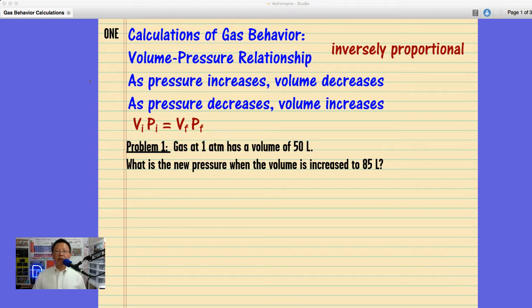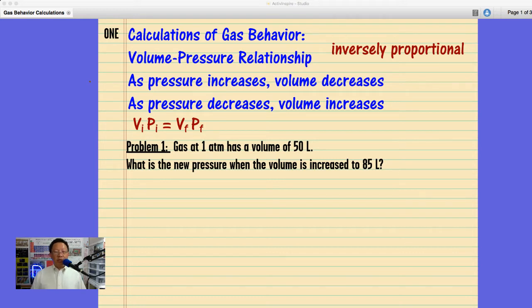That's why this is inversely proportional; we can think of it as reversely proportional. And remember, this is the equation that will allow us to do simple calculations of this relationship. The initial volume, VI, multiplied by the initial pressure, PI, should be equal to the final volume, VF, multiplied by the final pressure, PF. And so let's take a look at this word problem.